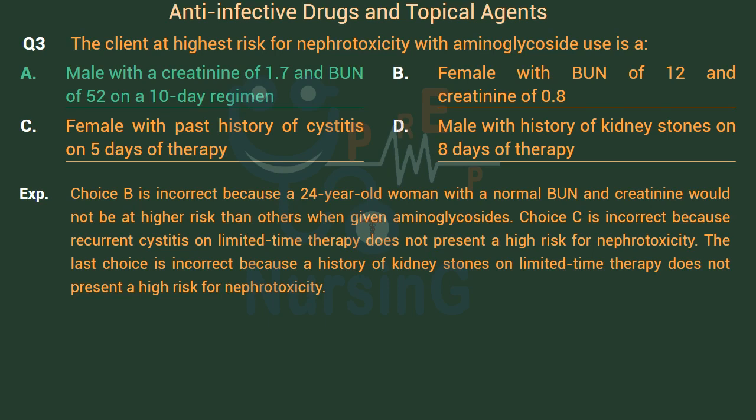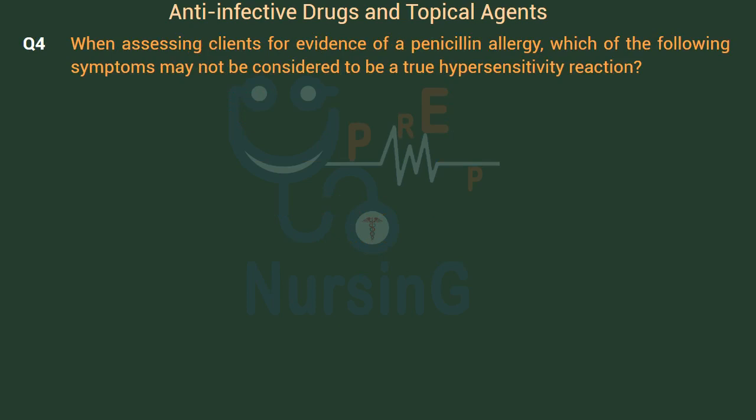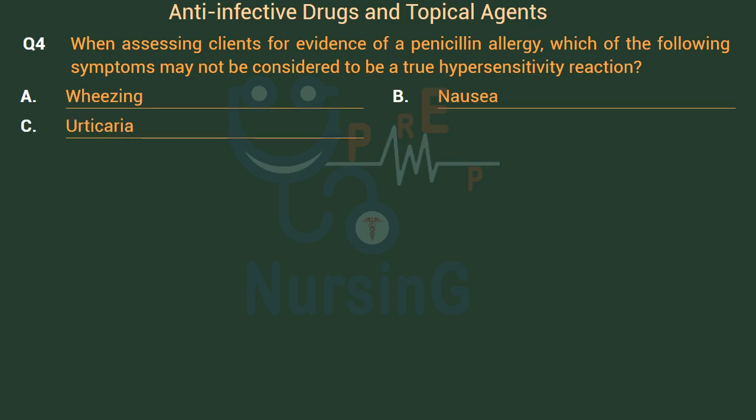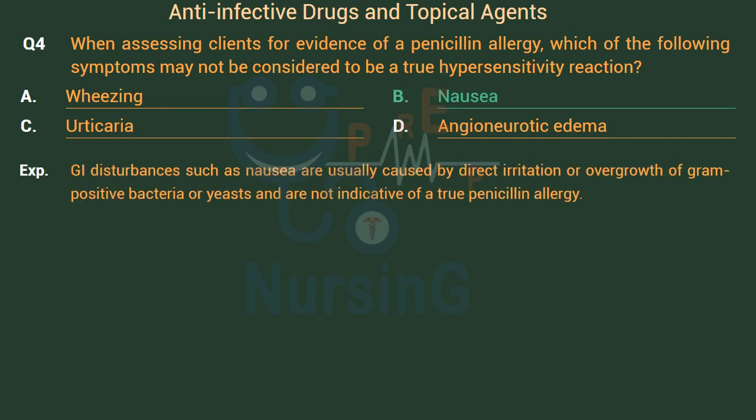When assessing clients for evidence of a penicillin allergy, which of the following symptoms may not be considered to be a true hypersensitivity reaction? Option A. Wheezing. Option B. Nausea. Option C. Urticaria. Option D. Angioneurotic edema. Right answer is Option B. Nausea. GI disturbances such as nausea are usually caused by direct irritation or overgrowth of gram-positive bacteria or yeasts and are not indicative of a true penicillin allergy.